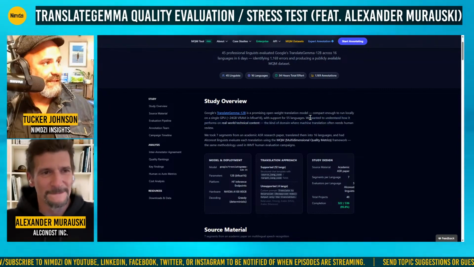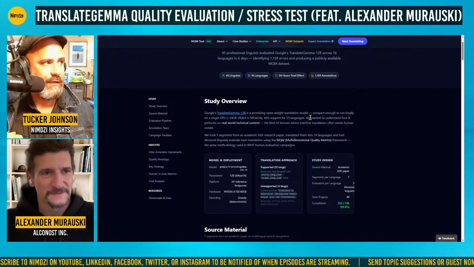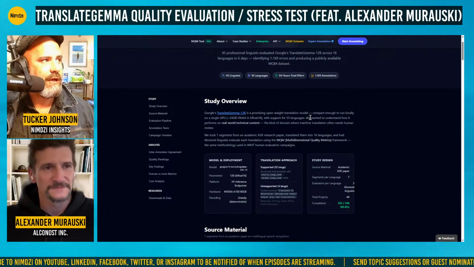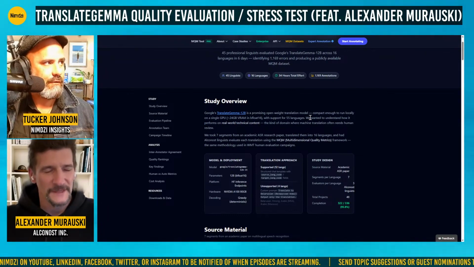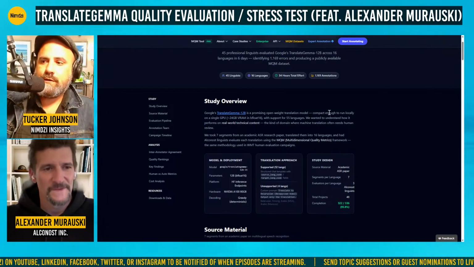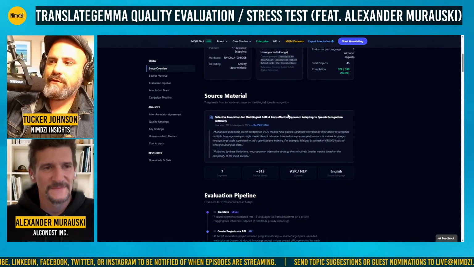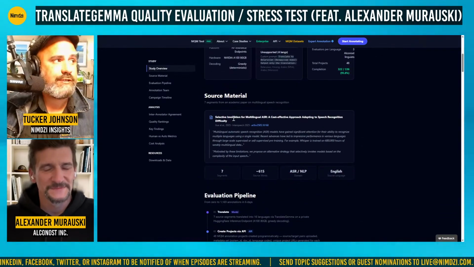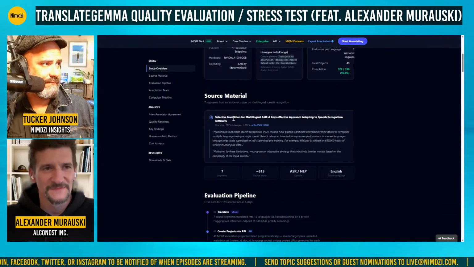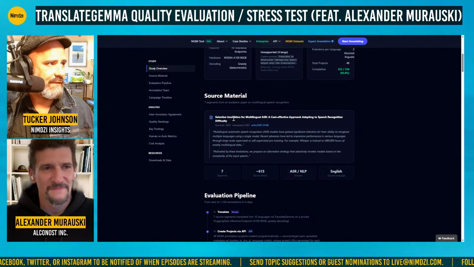But anyways, this is a model that can be fully downloaded and set up on a private server, and you ran some different translation models through it, or you ran some different content type through it. And for the content type, you chose scientific, something from a more or less scientific study, correct?